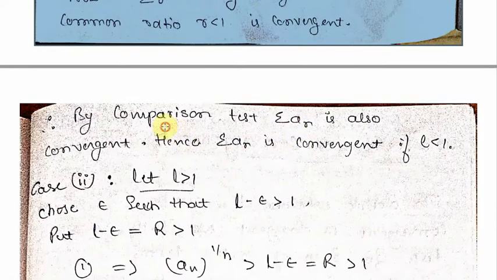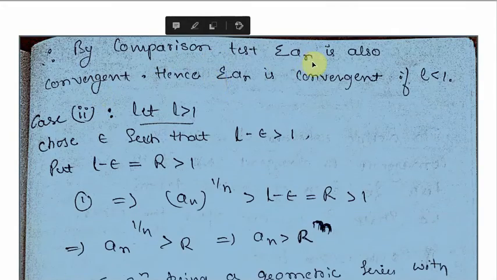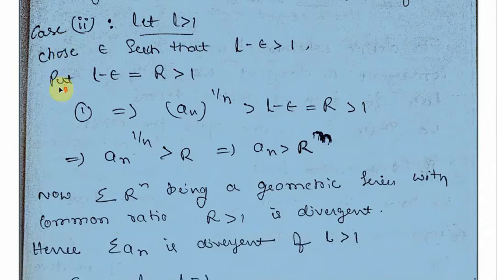Now, by first comparison test, sigma an is also convergent. Hence, sigma an is convergent if L less than 1. Let us move on to case 2.